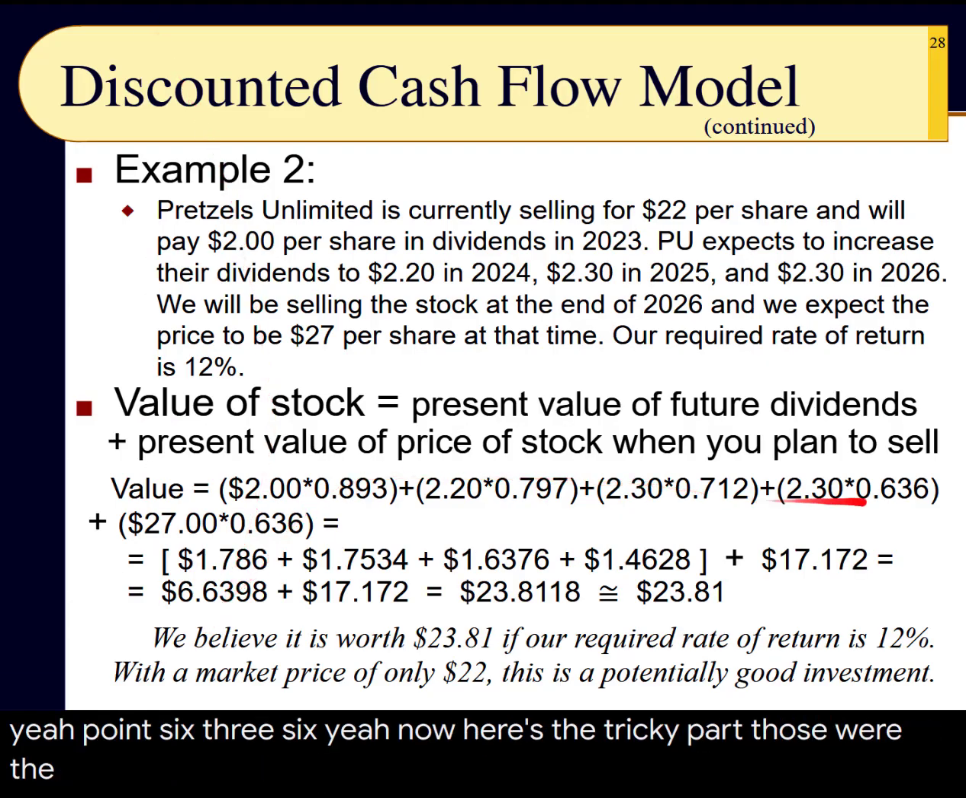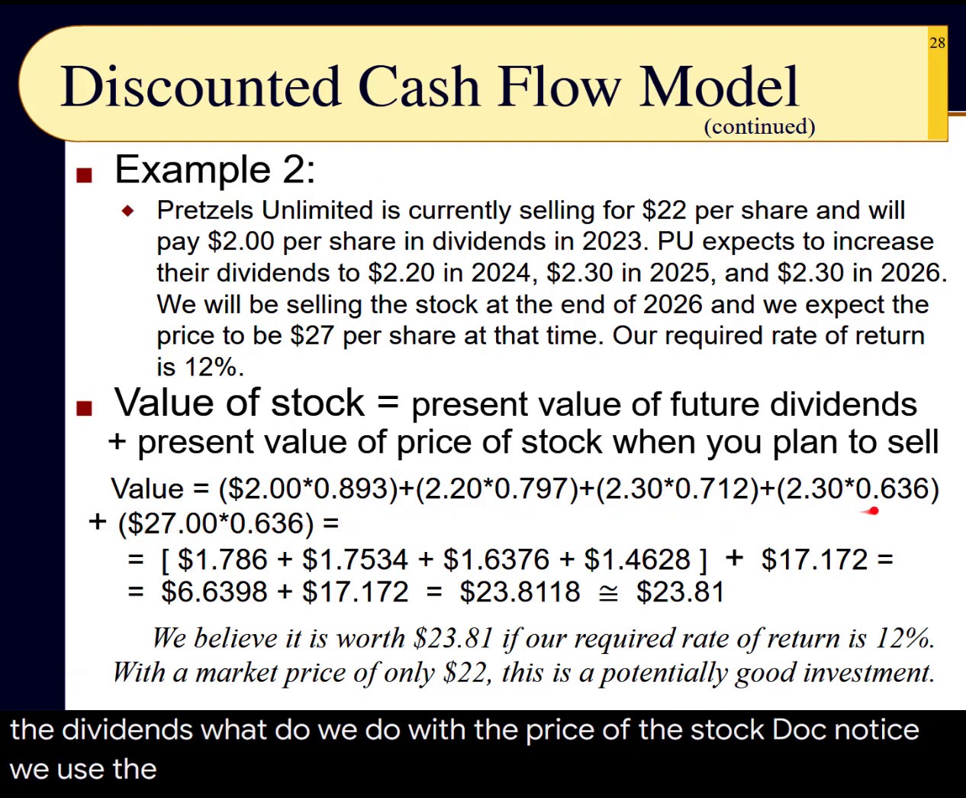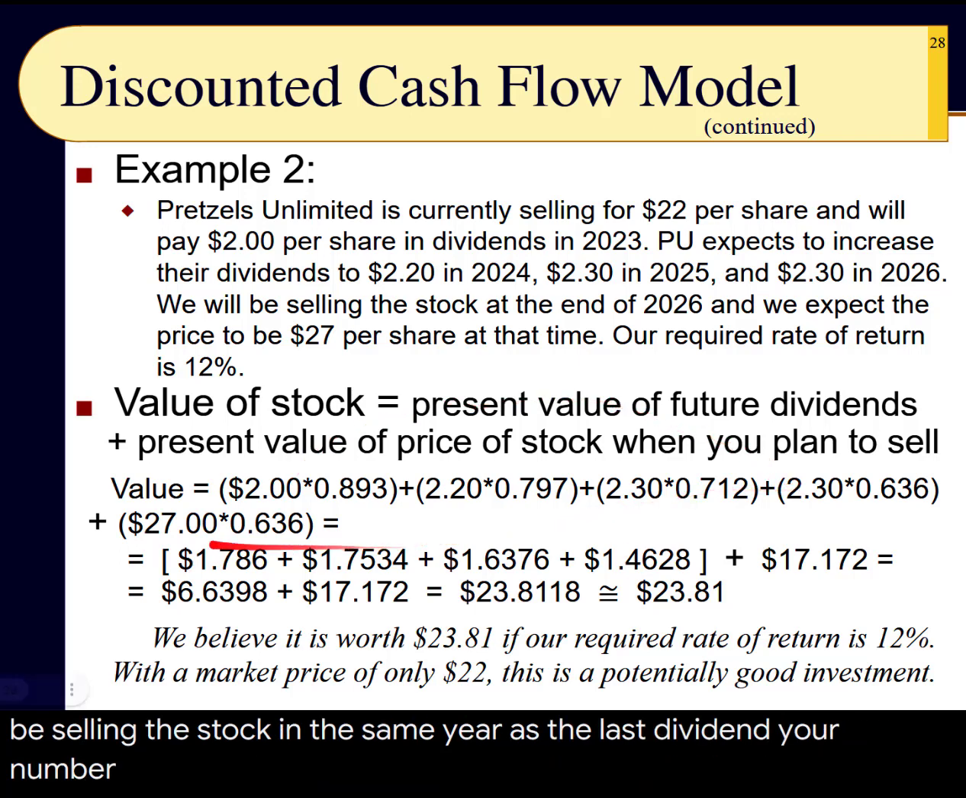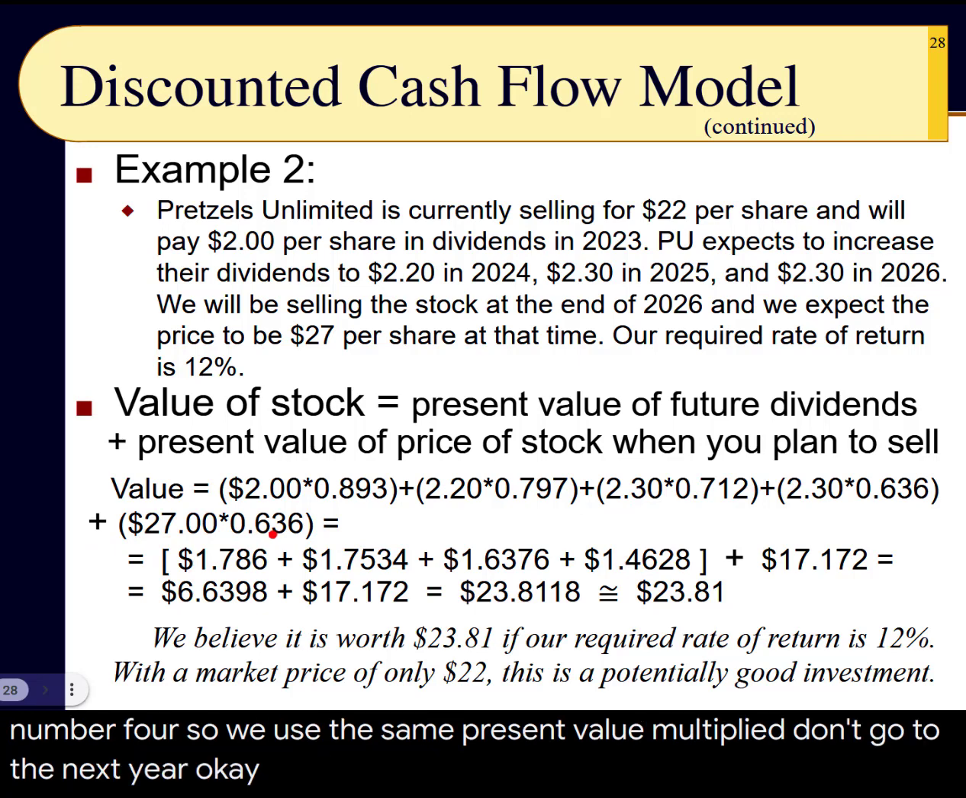Now, here's the tricky part. Those were the dividends. What do we do with the price of the stock? Notice we use the exact same multiplier because we assume we're going to be selling the stock in the same year as the last dividend, year number 4. So we use the same present value multiplier. Don't go to the next year, okay? Make sure you don't trip up on that. It's very easy to trip up on that.